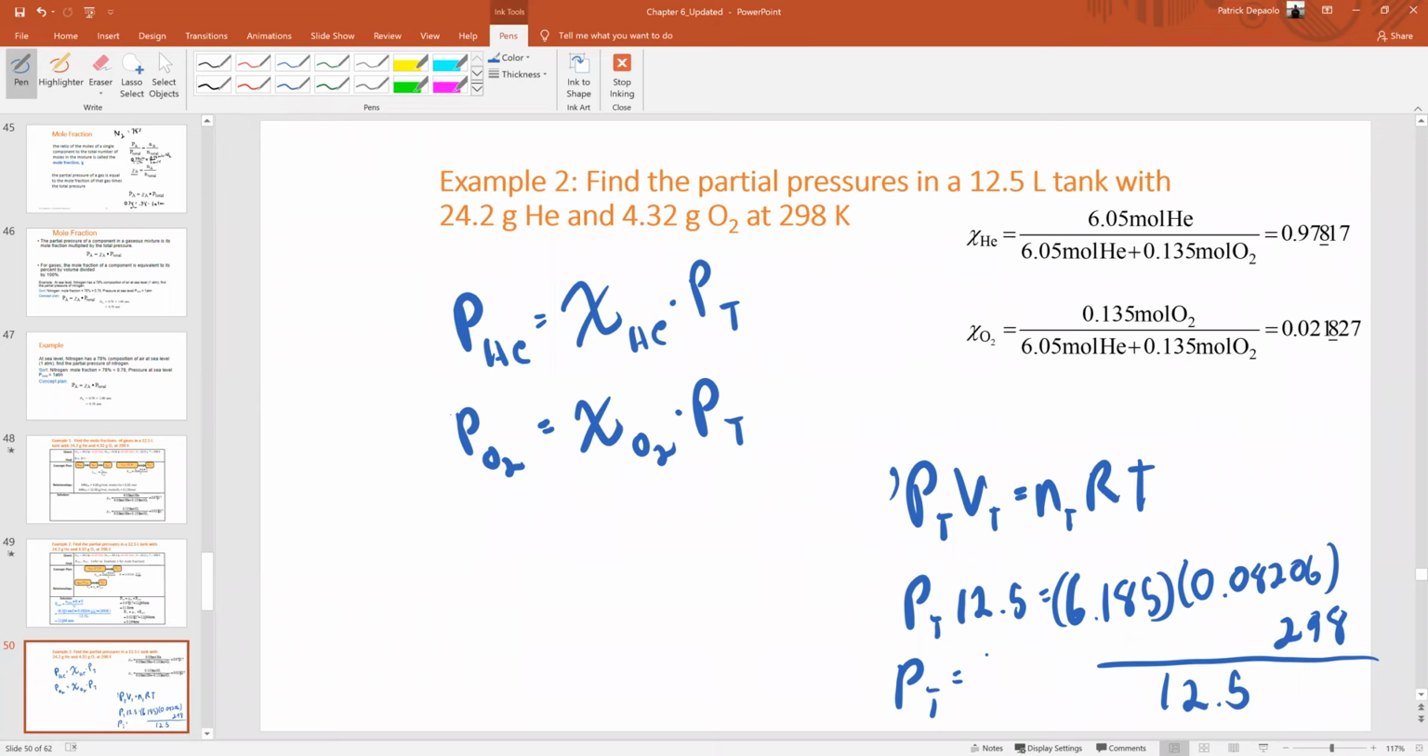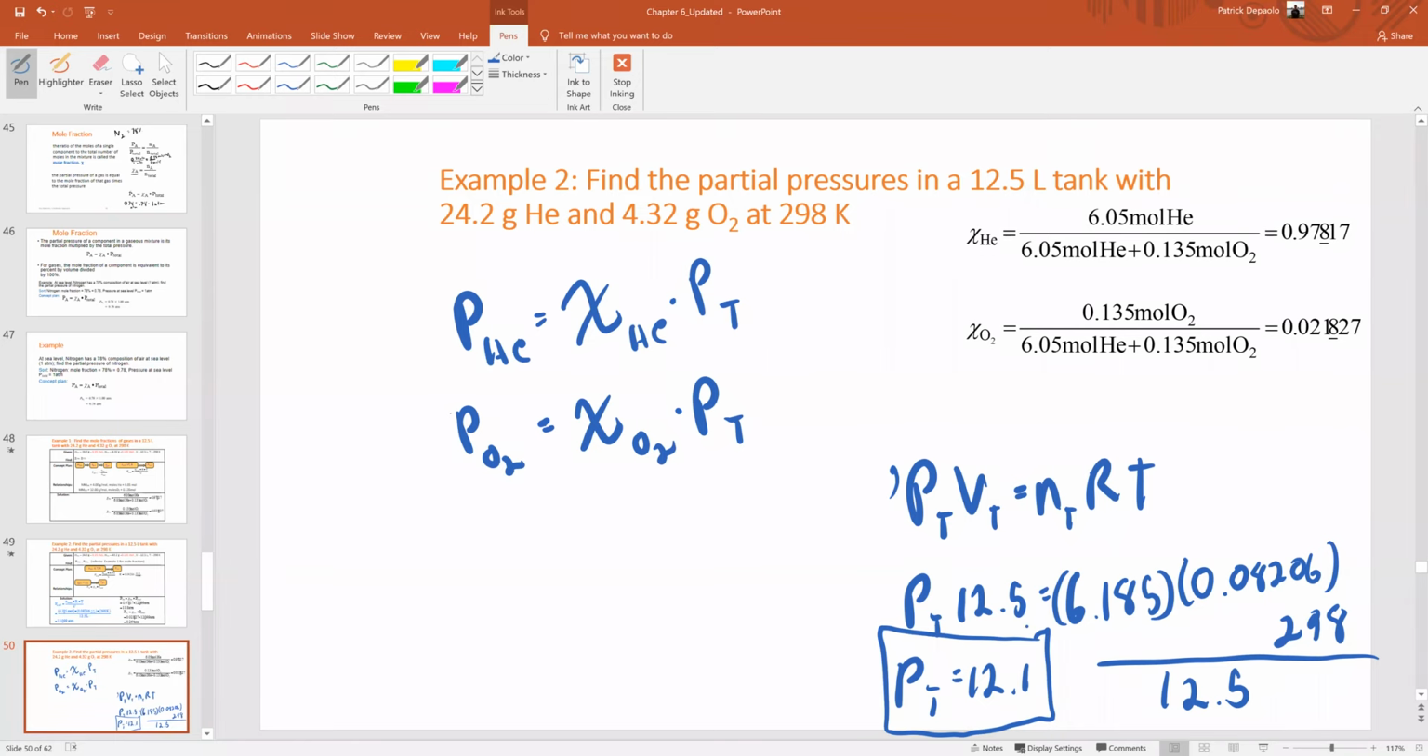All right, so 12.1. Okay, does everybody understand how I got that? I did the total pressure, PV equals nRT. So now that we have P total, and we have the mole fraction of each gas, you can figure out the partial pressure of each gas. For this one, it would be 0.98 times 12.1. For this one, it would be 0.022 times 12.1, and you get the answers for both.